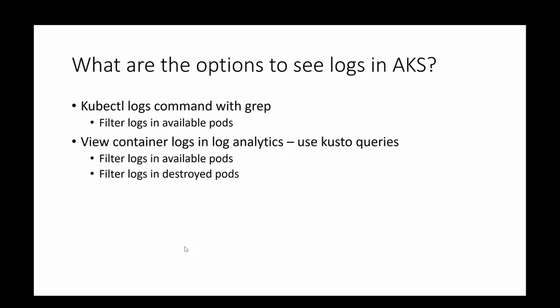So what are the options available to see logs in AKS? Basically, we can use the kubectl logs command with grep, which will give us a lot of options to filter the logs that appear in pods. Then when we are using AKS, we have the option of using container logs in Log Analytics. To filter those logs, we can use custom queries and easily filter the logs and see the details.